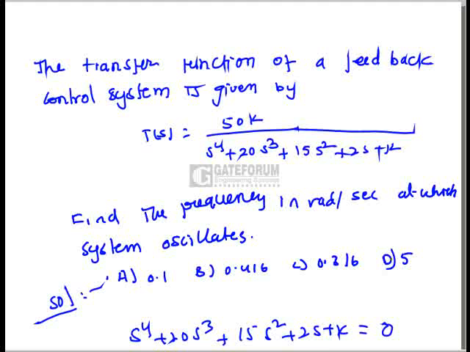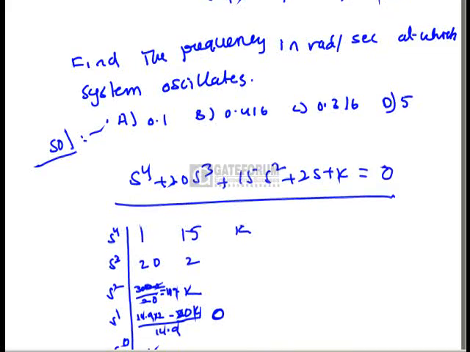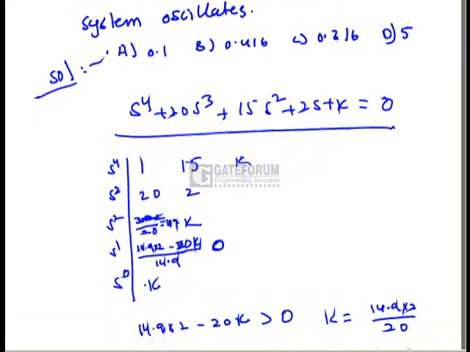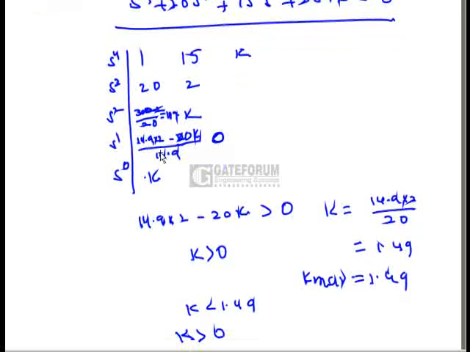The k marginal value we can find with the help of the Routh-Hurwitz criteria. Here I am forming the table for the Routh-Hurwitz criteria. If we solve this, I got the k marginal value as 1.49. How do we find the k marginal value? At that point the system is conditionally stable; after that point the system is unstable, and before that point the system is stable. That is the marginal value above which the system is unstable and below which the system is stable, and that point is known as the k marginal value.